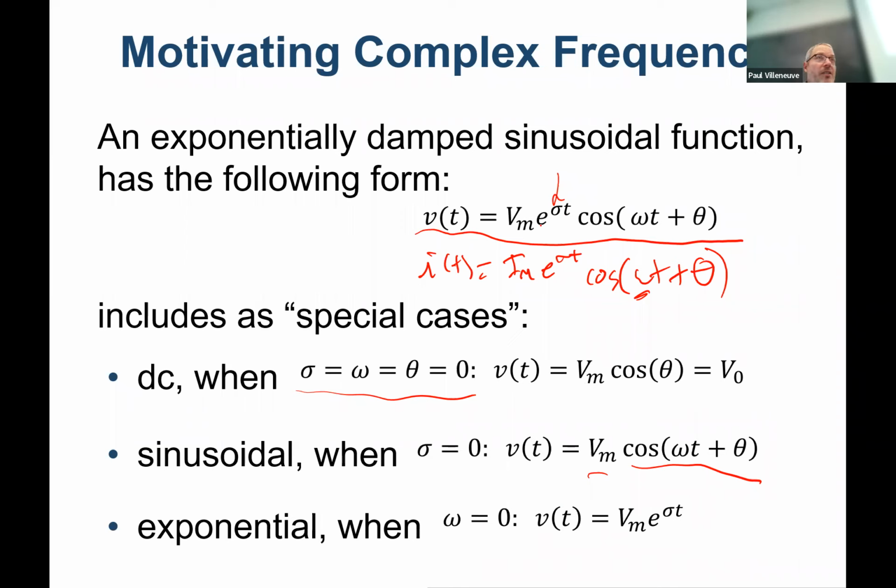Oh, you do cover them, RC and RL time constants? Not RL, okay, so you're doing that in 312, okay.